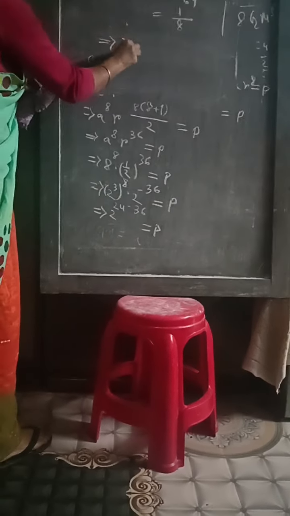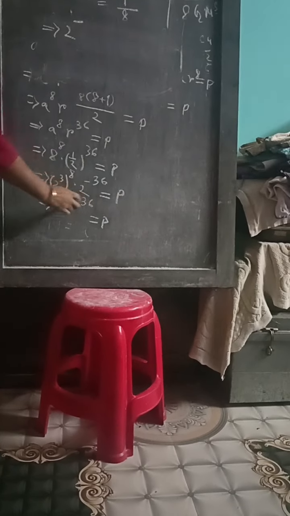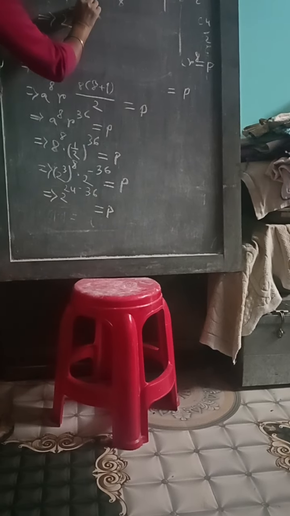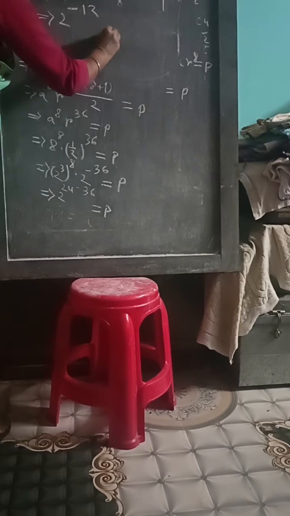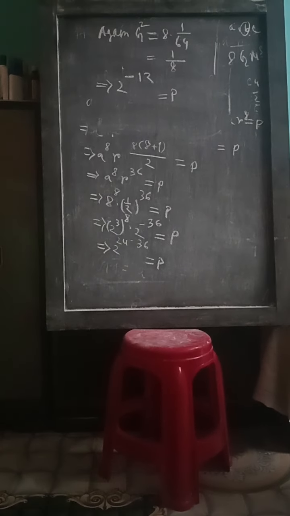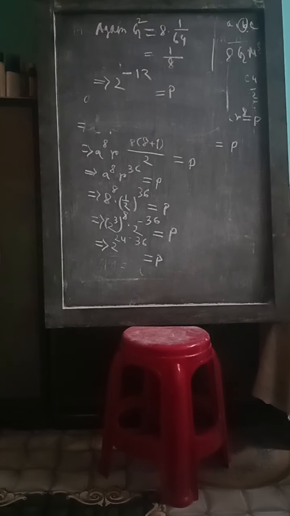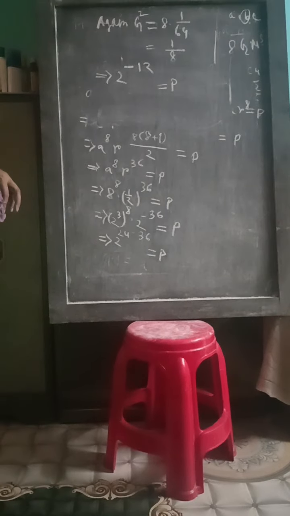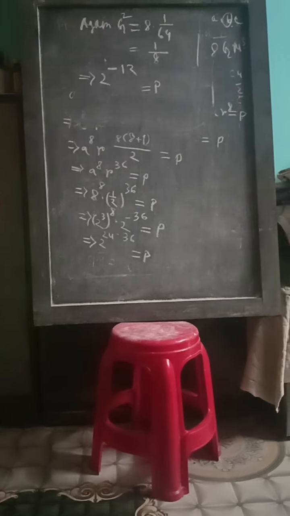So 2 to the power minus 6 minus 4, 2 to the power minus 3, minus 2, equal to P. What do we have to prove? G to the power 8. What to prove? P is equal to G square.